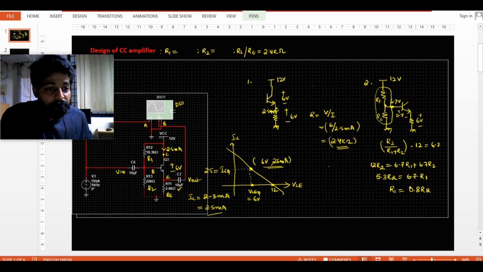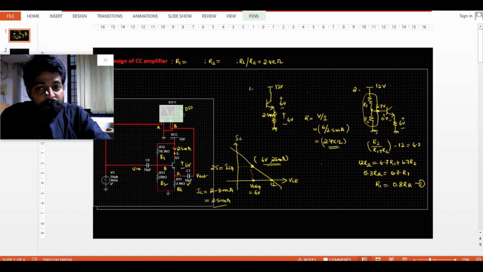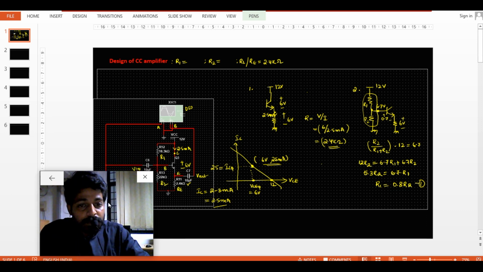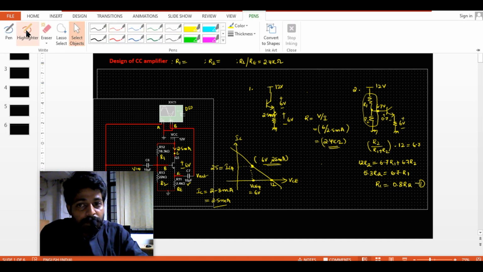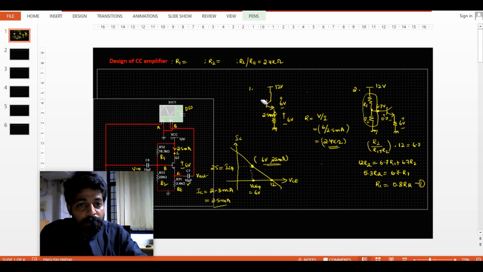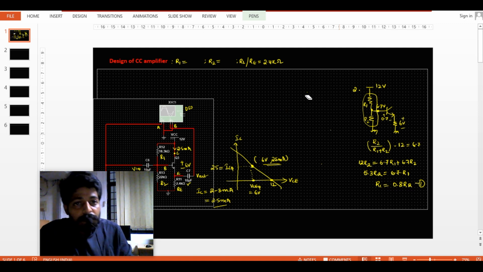I have to solve another equation also, because I need to solve for two parameters, so I need two equations. One equation is from the voltage requirement point of view, where around 6.7 is required. We solved that and we got one equation. This is the first equation, and let us solve another equation. I will be going with the third equation.